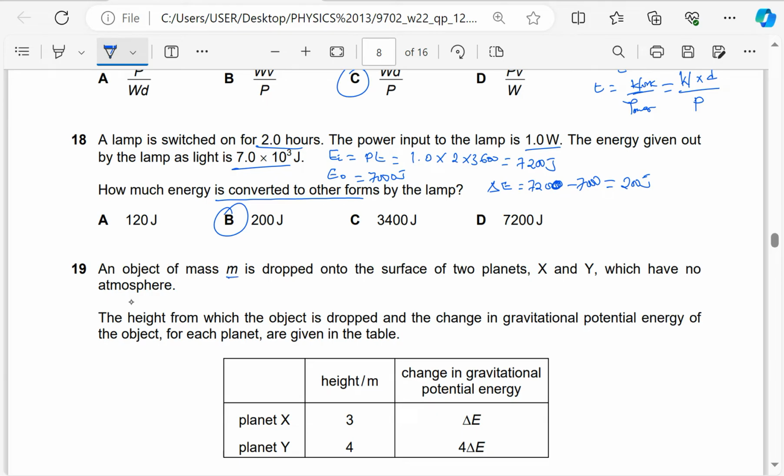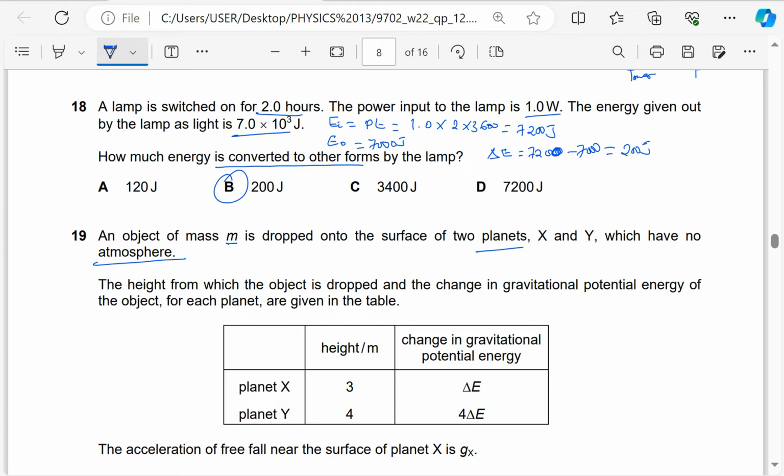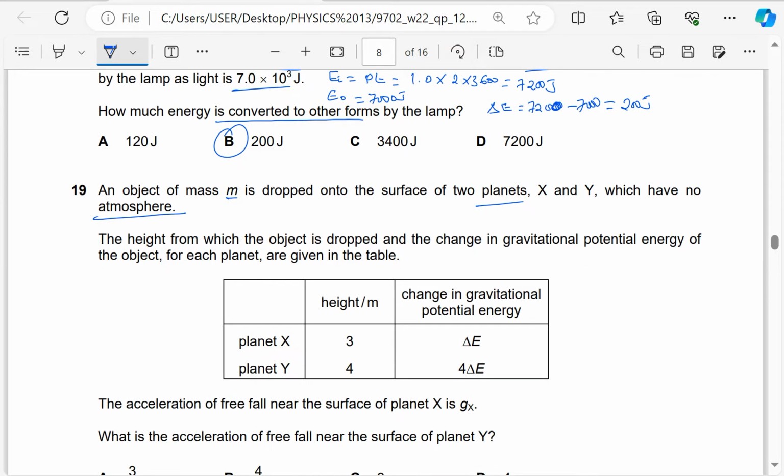An object of mass m is dropped onto the surface of two planets X and Y which have no atmosphere. If they have no atmosphere, then it means air resistance is negligible. So there is no air resistance. The height from which the object is dropped and the change in gravitational potential energy of the object for each planet are given in the table.